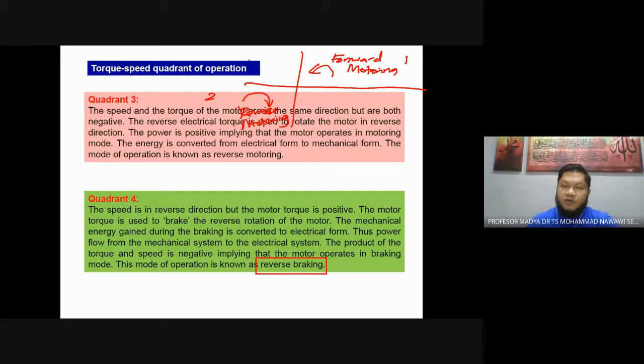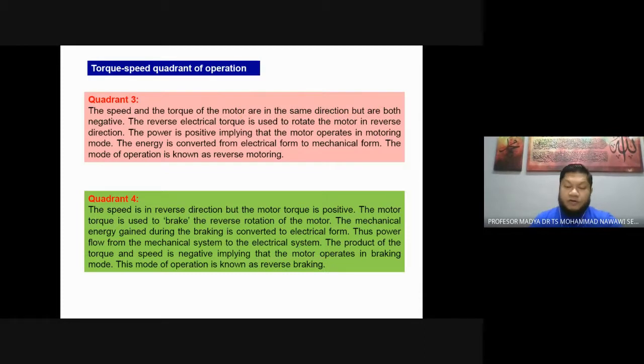So this is forward braking. And this fourth quadrant is known as reverse braking. Okay. So that is the 4 quadrant.